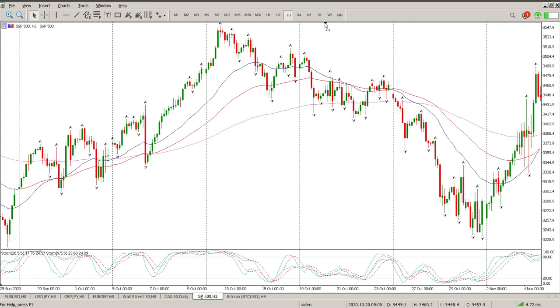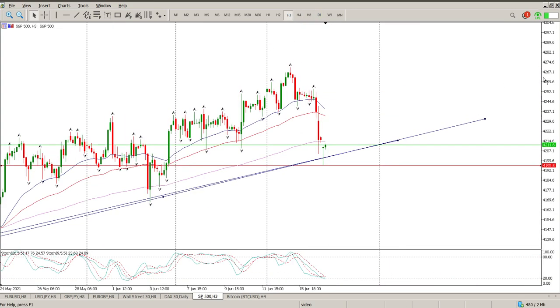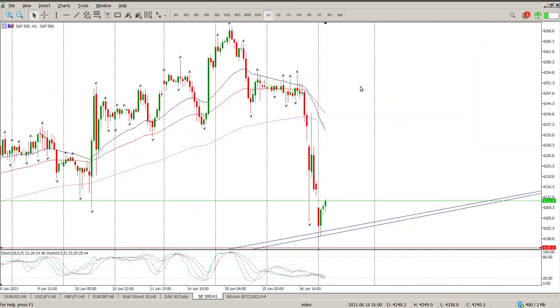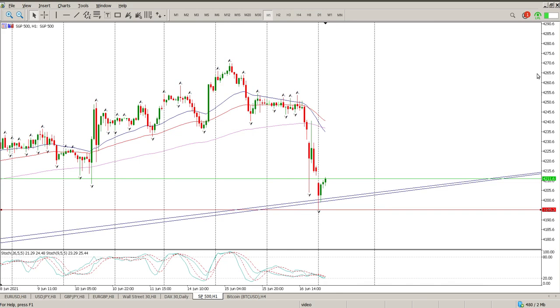If you come down to the 3-hour, you'll see a little bit of a different picture. This is a nice trend line that we're bouncing off at the moment, and at the same time it is around the 4200 area, and 4211 is another area that we need to pay attention to because we've been mentioning that for quite some time.